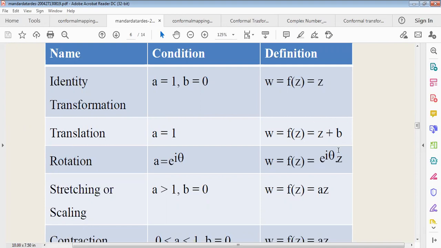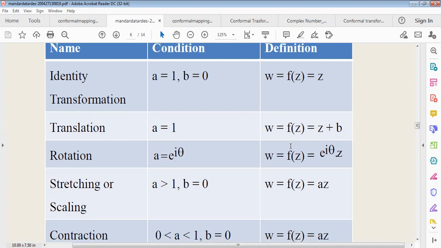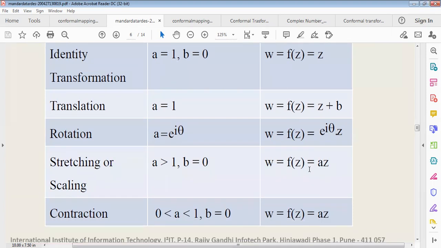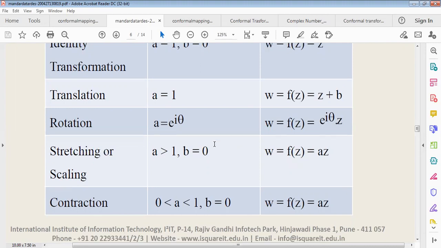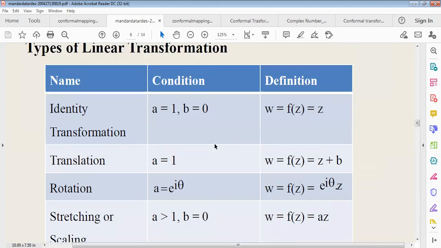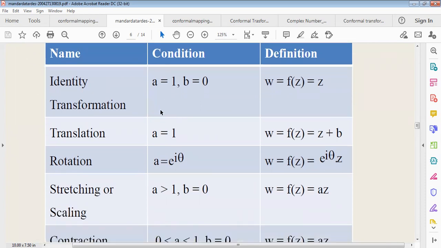For rotation, we have to consider the polar form of the complex function. In the W plane, w equals f of z equals e to the power i theta times z, when a equals e to the power i theta. This will be the rotation. Scaling will be w equals az, and contraction will also be az, but with the condition that a lies between 0 and 1, and b equals 0. In stretching, a is greater than 1 and b equals 0. These are the conditions and definitions for different types of linear transformations.